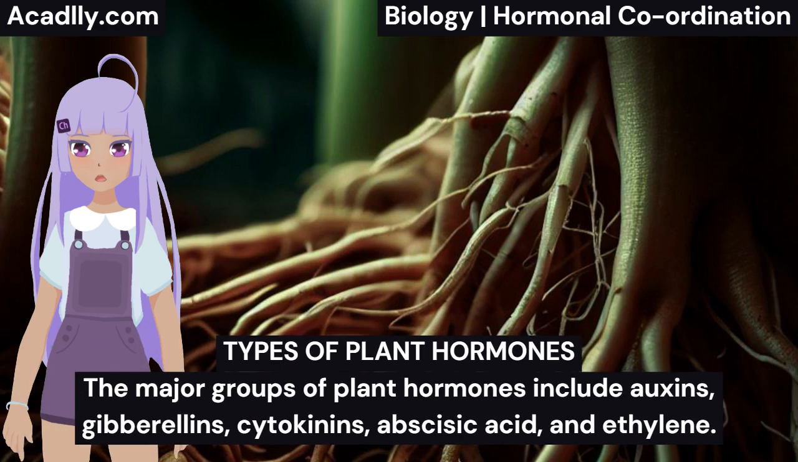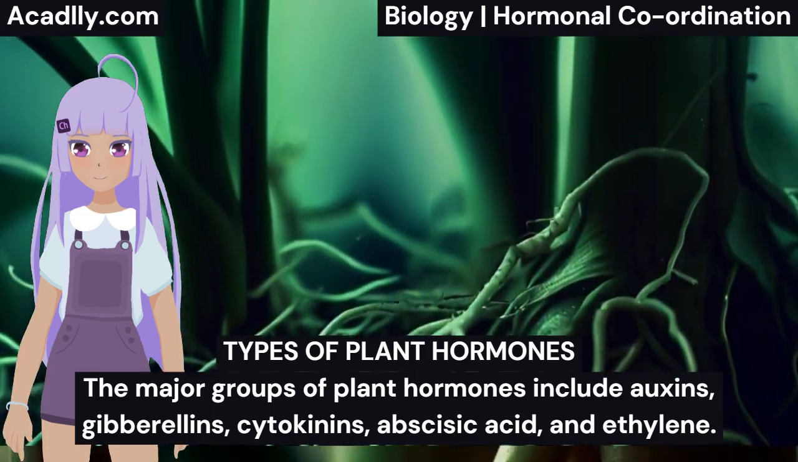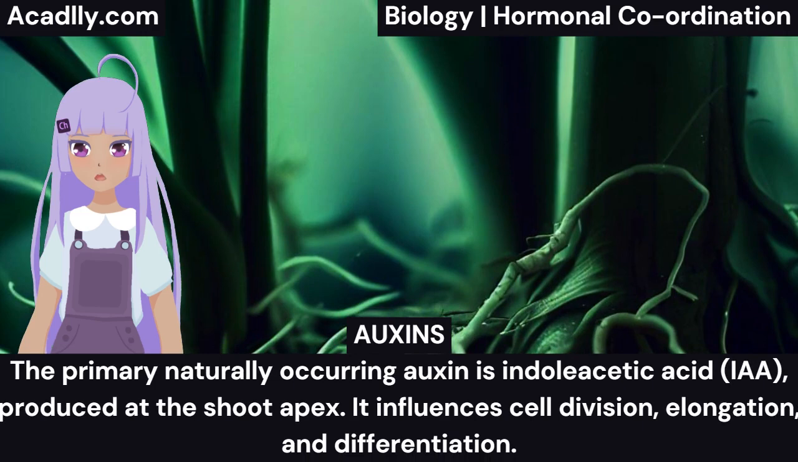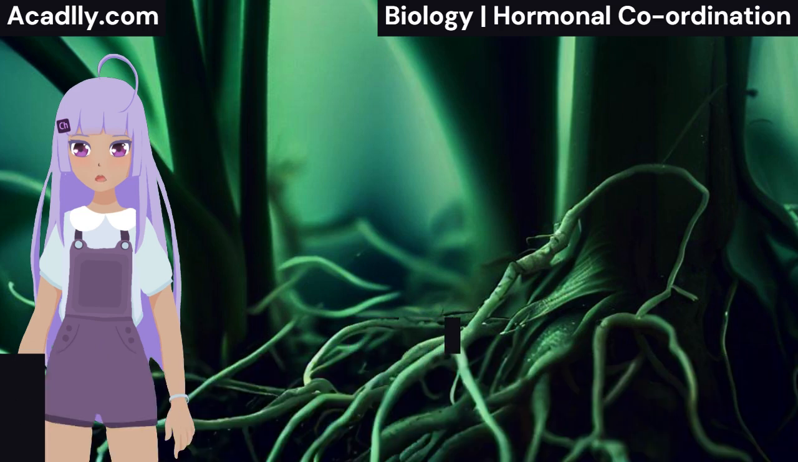Types of plant hormones. The major groups of plant hormones include auxins, gibberellins, cytokinins, abscisic acid, and ethylene. Auxins. The primary naturally occurring auxin is indoleacetic acid, IAA, produced at the shoot apex. It influences cell division, elongation, and differentiation.